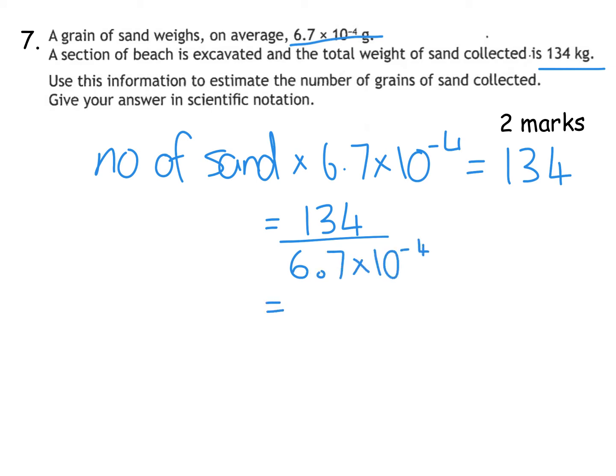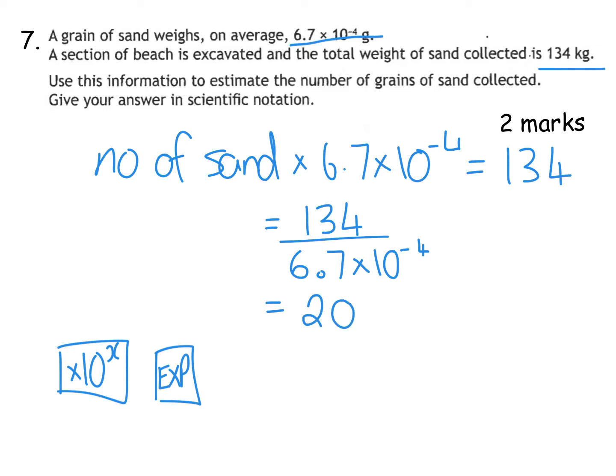Now, on your calculator, you should have a button that says times 10 to the x or a button that says exp. That does the whole times 10 to the power bit. So I'm literally typing in 134 divided by 6.7, pressing that button and typing in negative 4. And the calculator gives me 2 with 5 zeros. The alternative is you could think of that as 134 divided by 0.12367 and actually put the number back into full and do it that way. That'll give you the same answer.